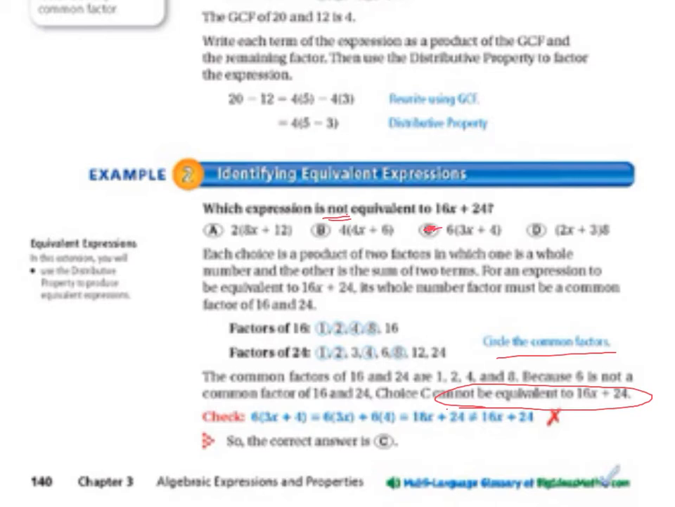And then it says check. So we should always check our answer. So we're going to multiply it out. 6 times 3x plus 4, 6 times 3x plus 6 times 4 equals 18x plus 24. That does not equal 16x plus 24. So the correct answer is C.